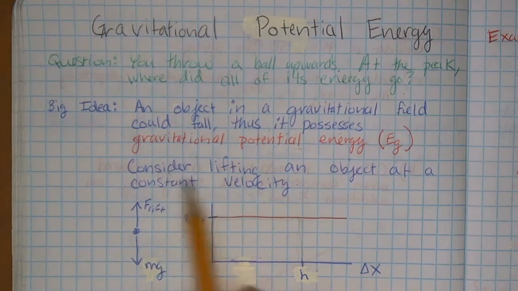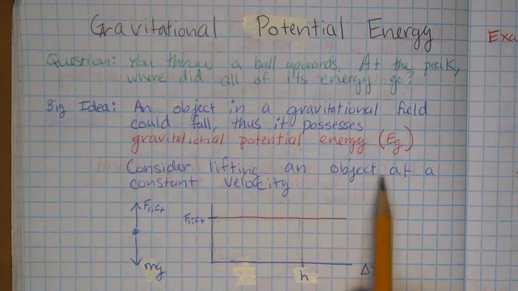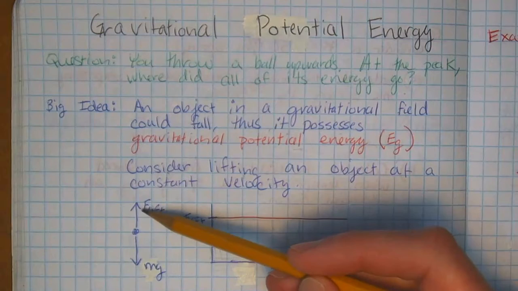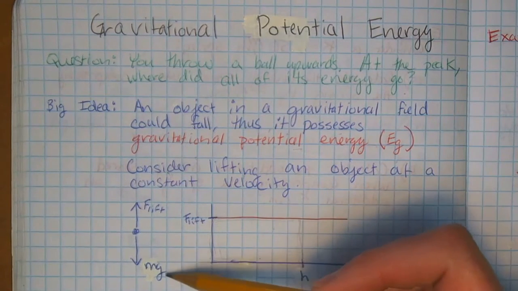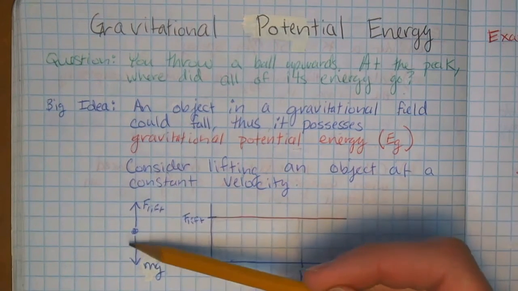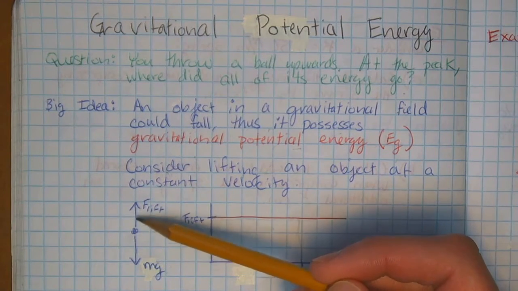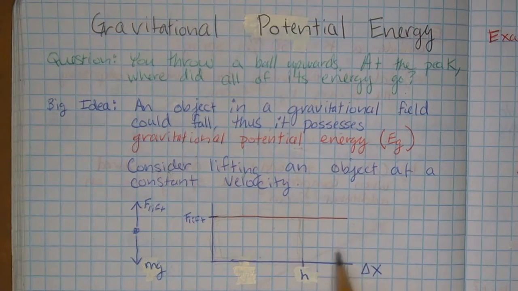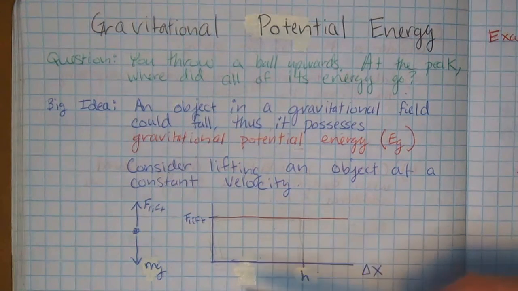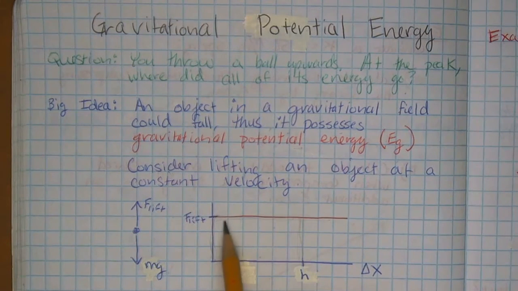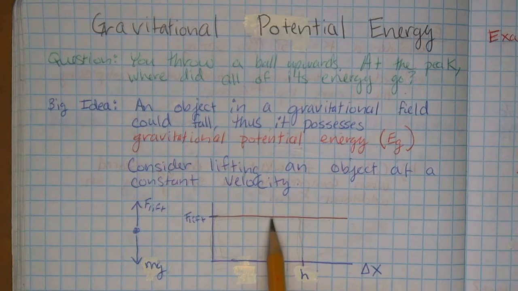So it says consider lifting an object at a constant velocity. If you're lifting something, you basically need to apply a force that cancels out gravity. So you're going to have a downward force of gravity and an upward force of lift, and those two are going to be equal so that the thing moves at a constant velocity upwards. If we were to make a force versus x graph, where in this case x is the height, how high you lift it, then that graph would be a horizontal line. It doesn't matter if you've lifted it 1 meter or 2 meters or 3 meters or 4 meters.